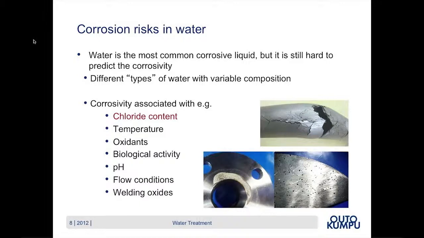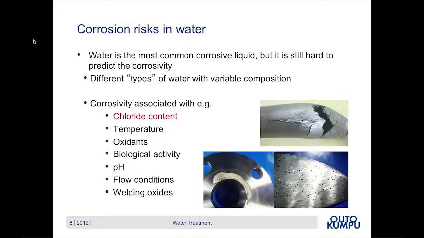We mentioned biological activity as a factor which may lead to increased corrosivity. However, biological activity itself rarely corrodes stainless steel. Instead, it may create the environmental conditions which in turn lead to corrosion.